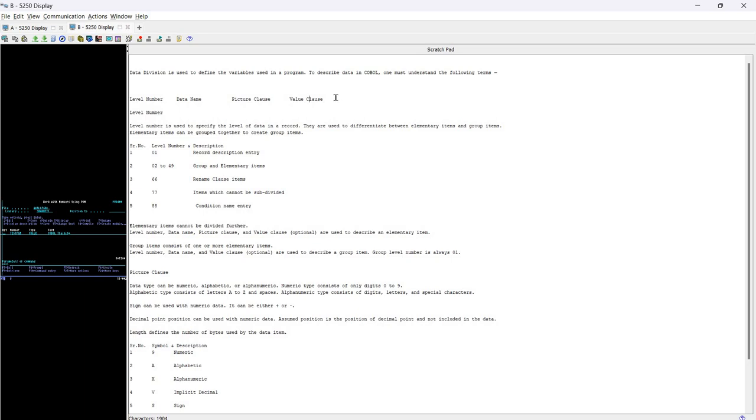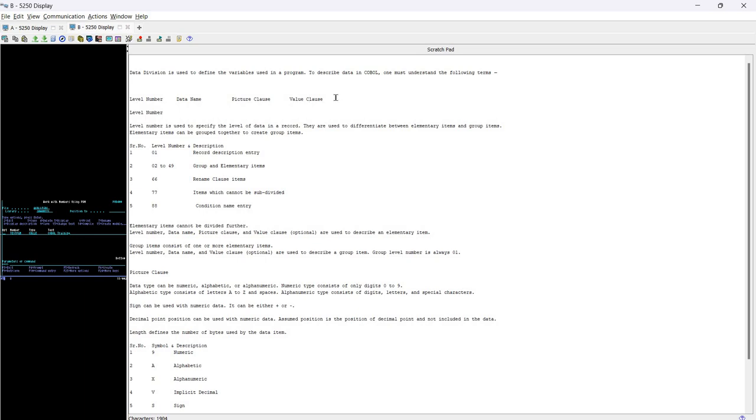Clear? Just keep a note of all these things, because these are interview questions. What is a level number? What is a data name? What is a picture clause? What is a value clause? So you should know about these things. Now look at the first thing, which is the level number.